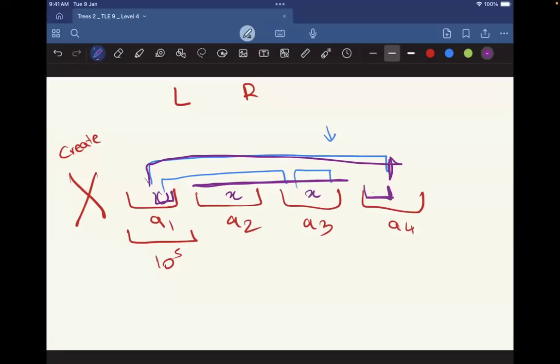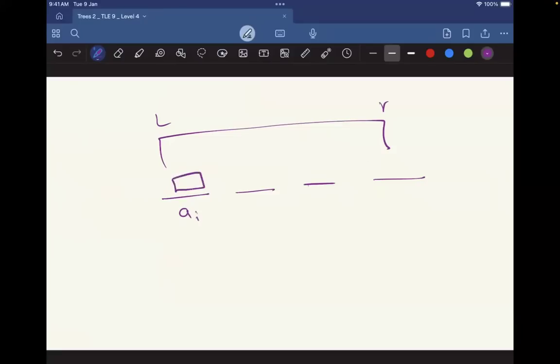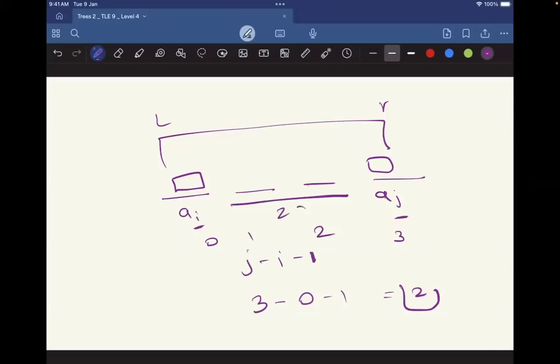Yes. So the problem basically boils down to, if I'm given a range L to R, I basically need to find which is the first range it is partially covering. What is the last one it is partially covering? If this is AI and this is AJ, do you agree that J minus I minus 1, this is 0, this is 1, this is 2, this is 3. So 3 minus 0 minus 1, which is 2, it is covering two arrays completely. Yes or no, guys? Tell me.